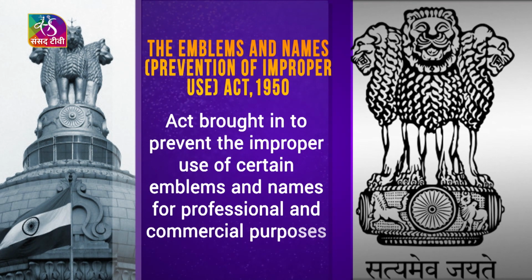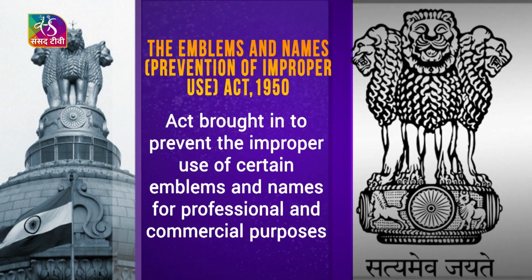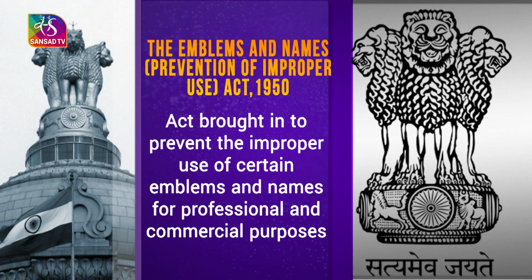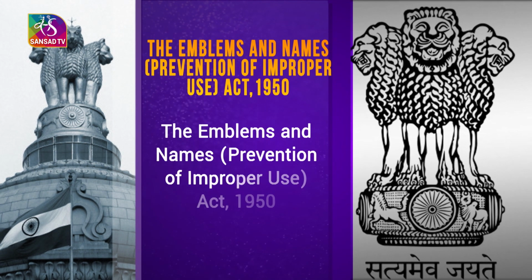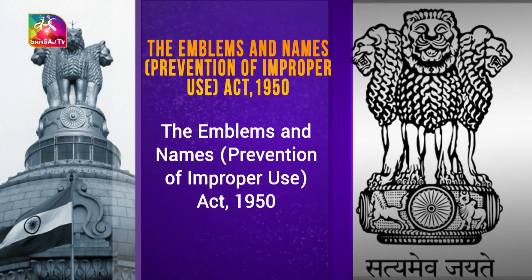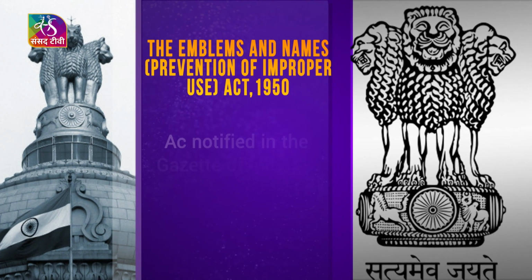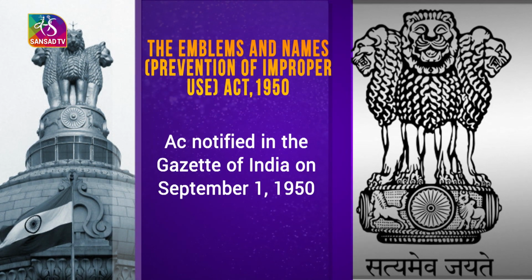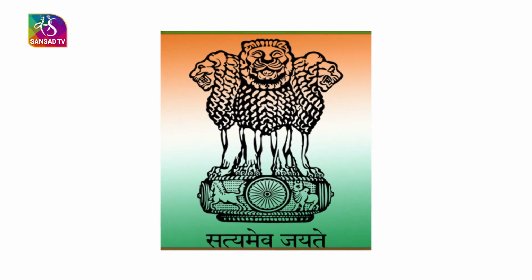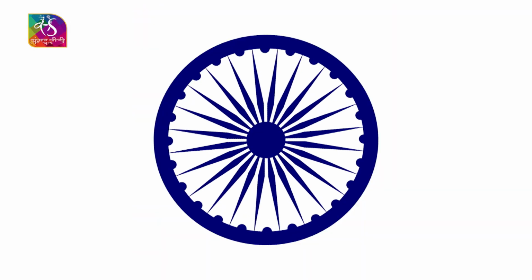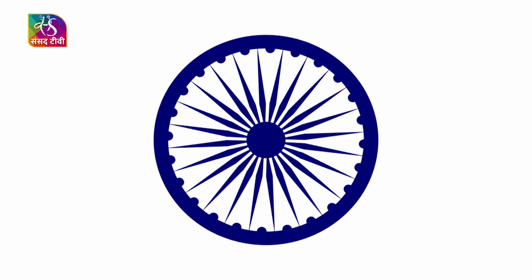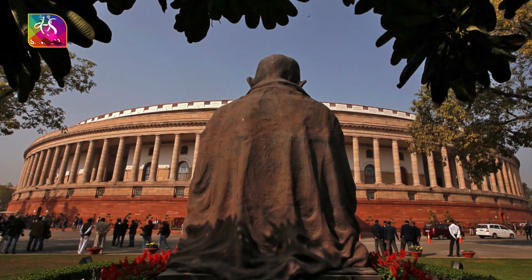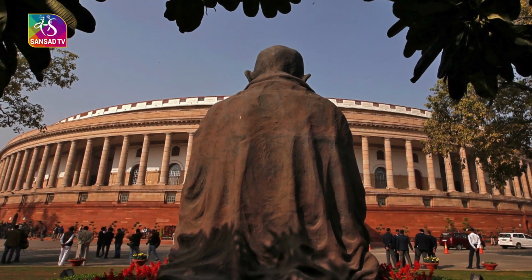Accordingly, to prevent the improper use of certain emblems and names for professional and commercial purposes, the Emblems and Names Prevention of Improper Use Act 1950 was notified in the Gazette of India on 1st of September 1950. The Emblems and Names Prevention of Improper Use Act 1950 was notified in the Gazette of India on 1st of September 1950.